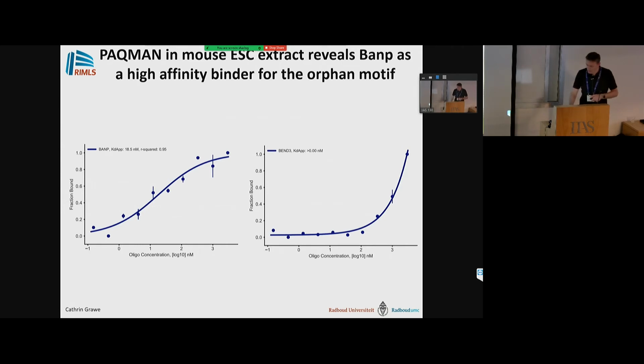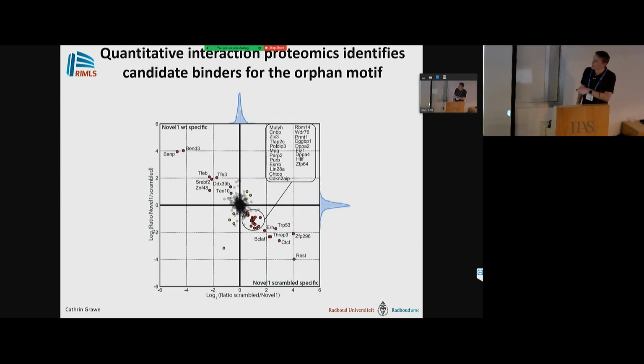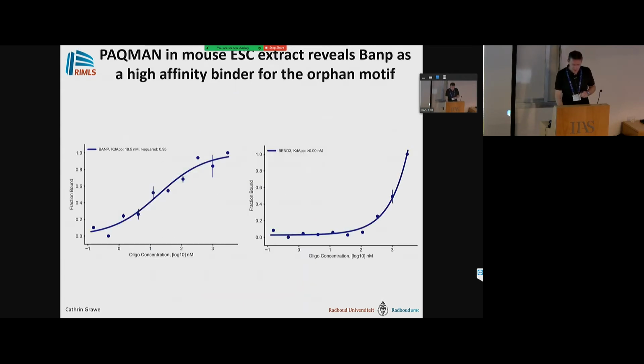So even though both of these proteins in the specificity plot are identified as specific interaction partners for this particular motif, the affinity measurement told us that this is the guy that we're really after, but this one isn't. So BEMP, is this a transcription factor? Is this the one that's responsible for driving expression from this motif?